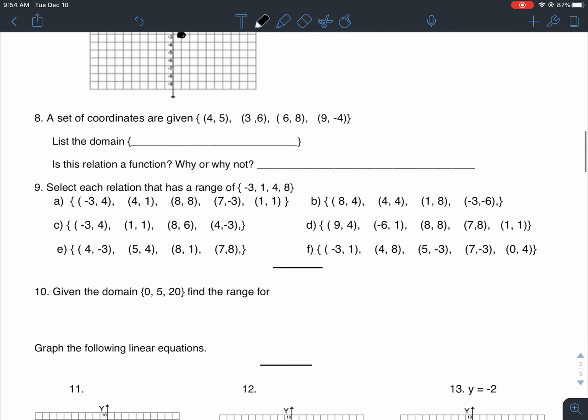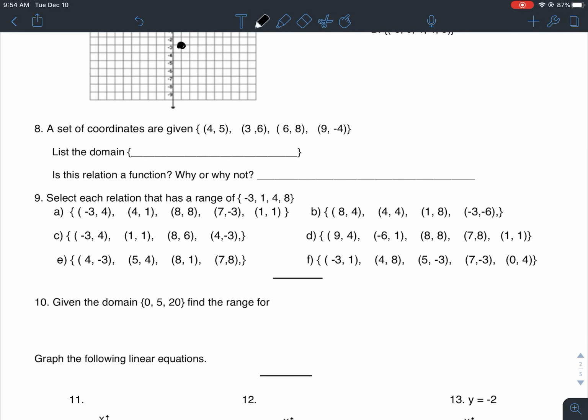So for number 8, list the domain. Is it a function or not? So we're going to list all of these. Remember, we list these in order from least to greatest, and we do not repeat any numbers. So they already put the little fancy braces for us, so we can write 3, 4, 6, 9. Is it a function? Yes, because your x's don't repeat.